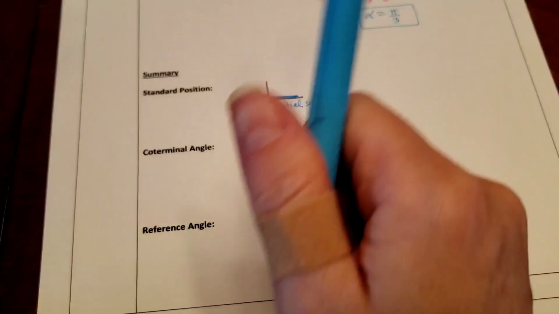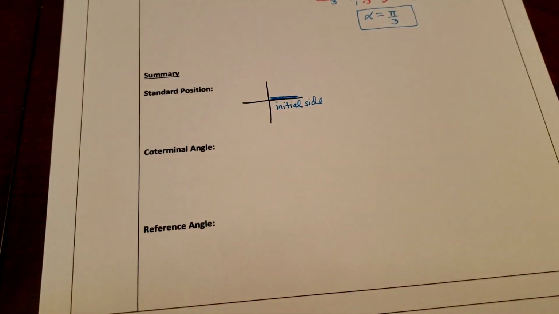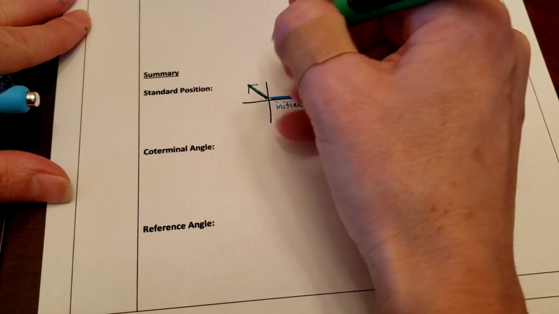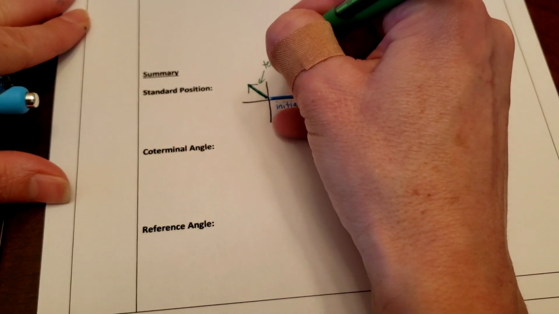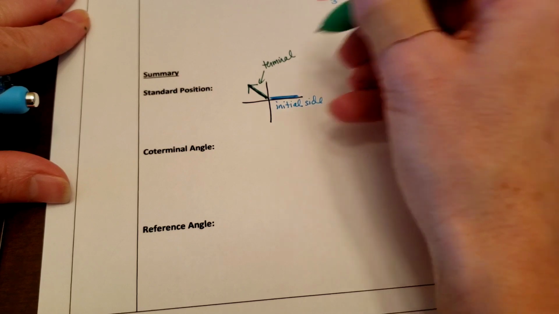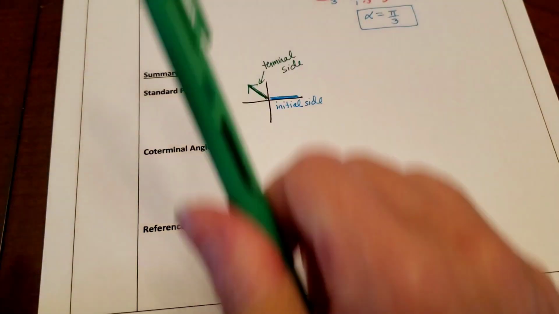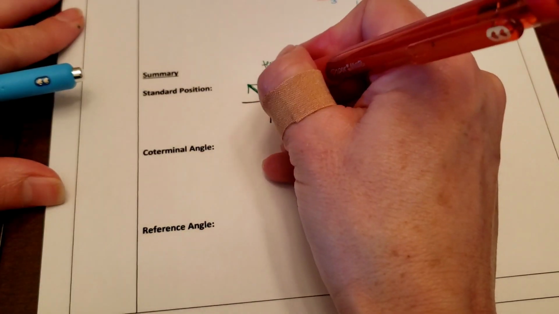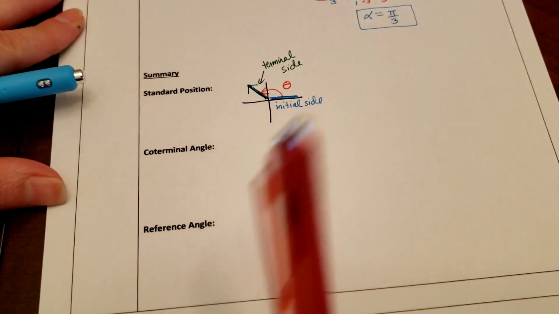Your terminal side can go wherever it wants to go, but your initial side, so let's say we're just going to have our terminal side, and I know this is horrible. Terminal side. Okay, so that's standard position, and then we know that the angle that's created here would just be our theta.